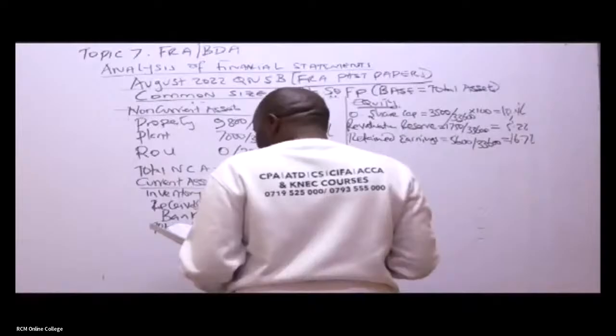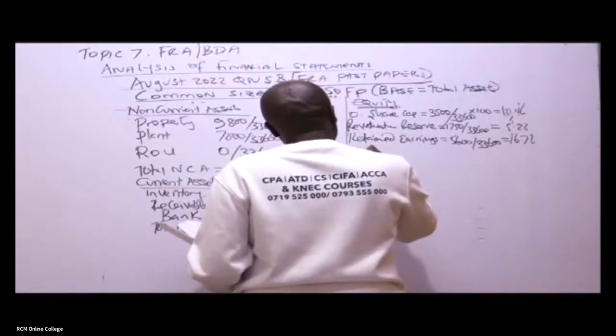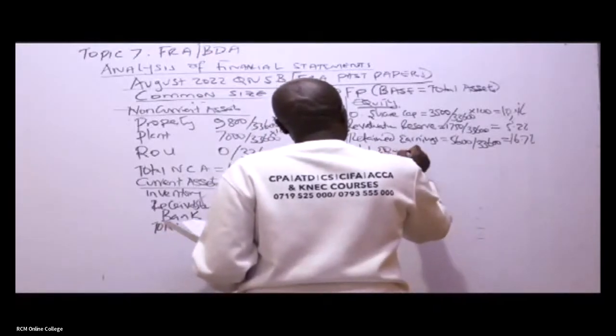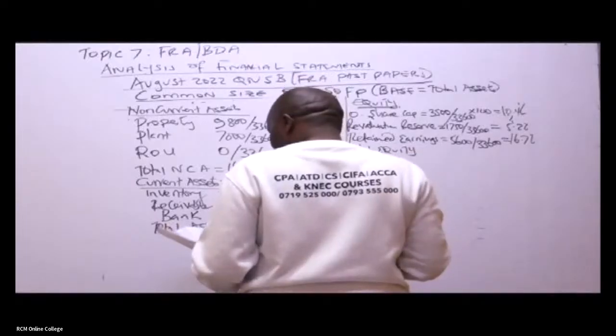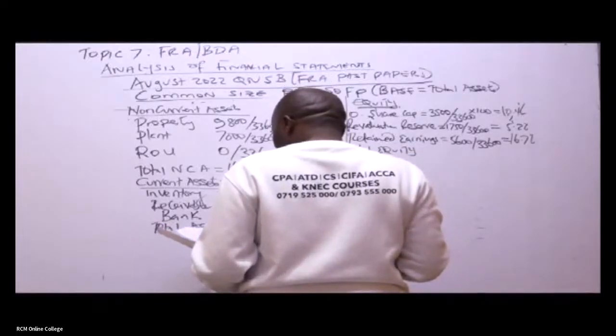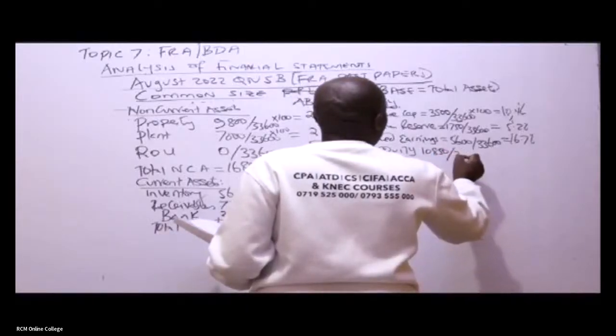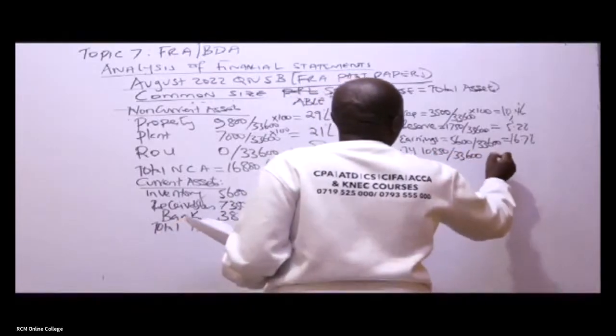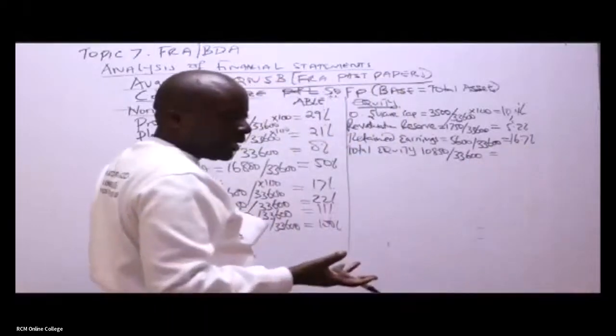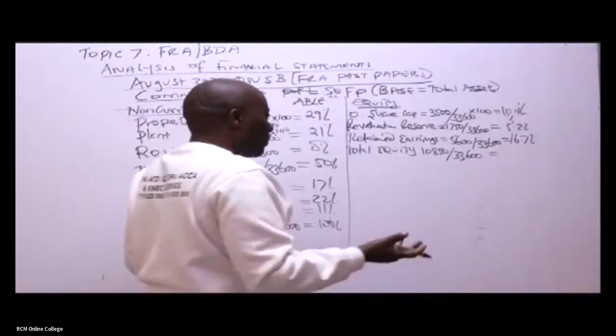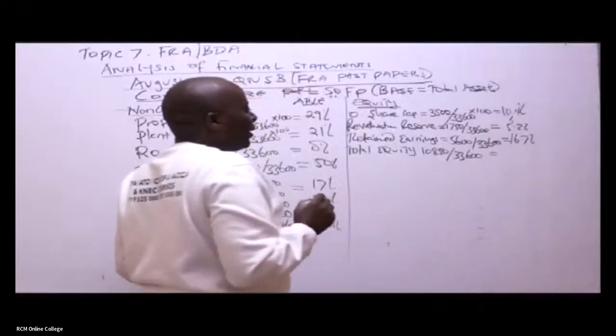Great. Then we have total equity. You write everything given. Total equity, we have 10,850, still divided by our baseline, which is 33,600. Give me an answer. Give me a number there. 16.67%. No, that is retained earnings.